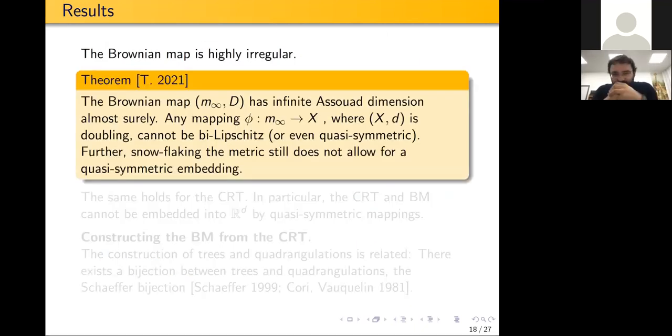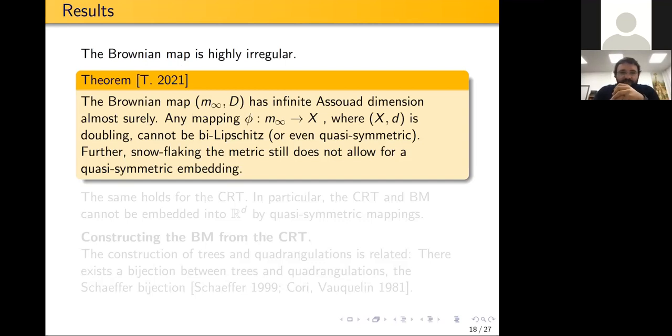All right, but it turns out it is very highly irregular. So as you might expect, I was throwing the Assouad dimension at it. And the Brownian map, in fact, has infinite Assouad dimension. And because it has infinite Assouad dimension, you cannot map it into any doubling metric space, because doubling is preserved. But from the proof, you can make it a bit more general by looking at other maps that you can do. And even snowflaking does not really work, because of some kind of structure that we find in there.